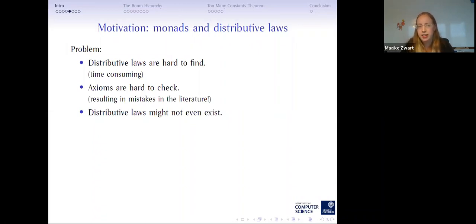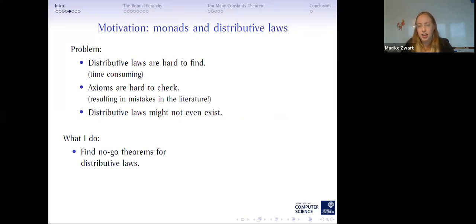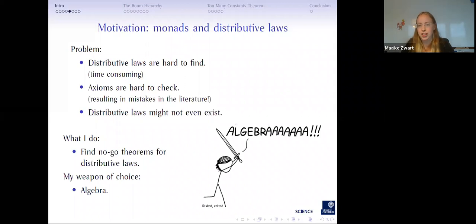So what I do in my thesis is I provide no-go theorems for distributive laws. And these are theorems that prove for a really broad spectrum of monads, if the monads share certain properties, then they cannot be composed. So don't even try to look for a distributive law. And I make these theorems using algebra. So let's have a quick reminder of what algebras are and how they work.